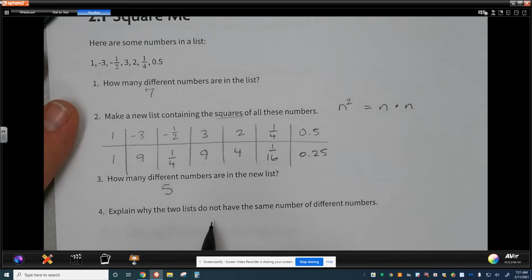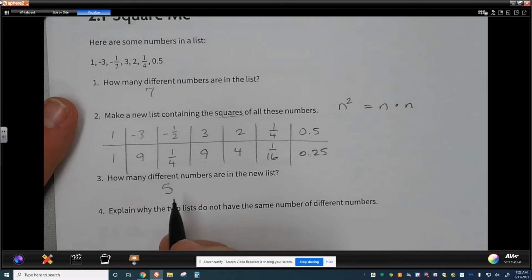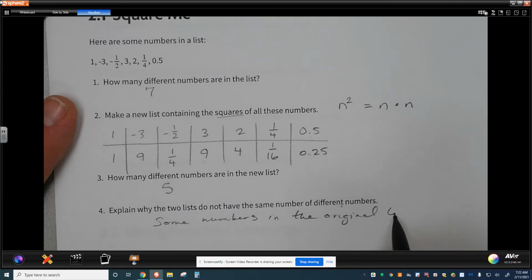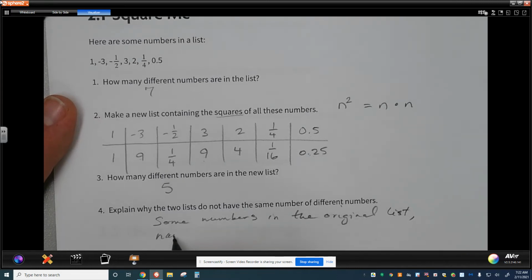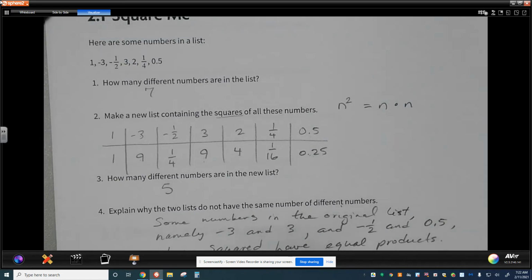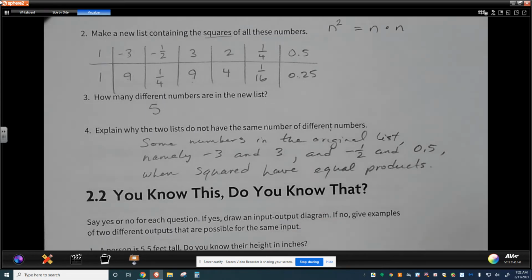So why would the two lists not have the same number of numbers? It's because some numbers in the original list, namely -3 and 3, and -1/2 and 5/10, when squared, have equal products. And by that I mean like -3 and +3 when squared have an equal product, and -1/2 and 5/10 have an equal product.